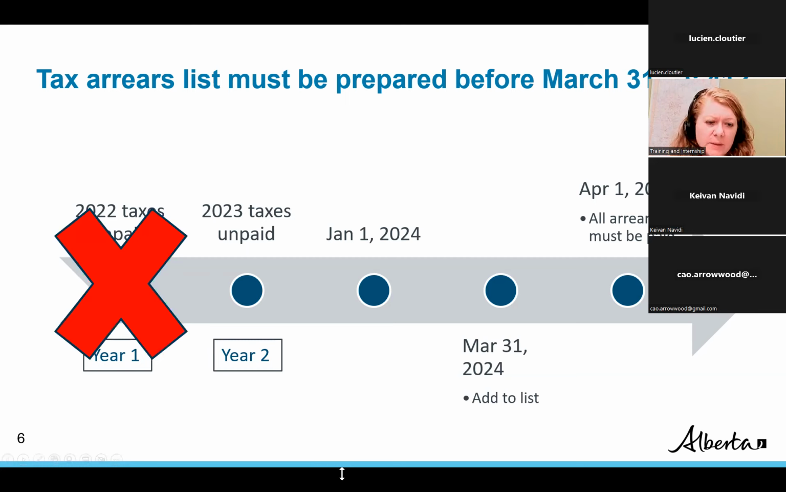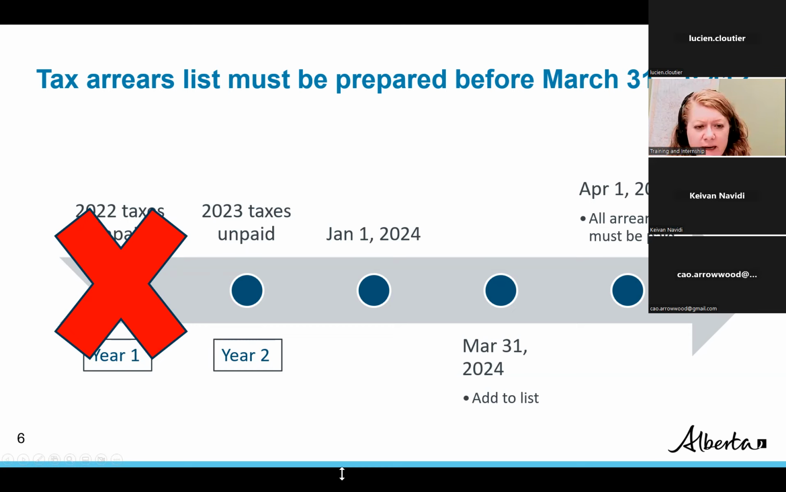Okay, how can municipalities encourage people to come in and pay their arrears to avoid being put on the list? What we recommend prior to developing the tax arrears list is that a municipality may want to consider sending a letter to each affected property owner. In late January to mid-February is usually a good time to send out that letter.